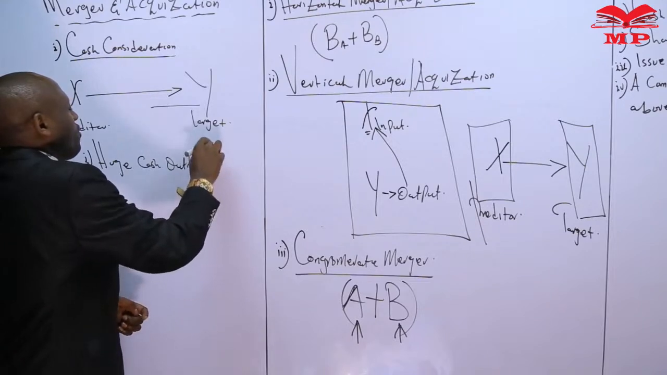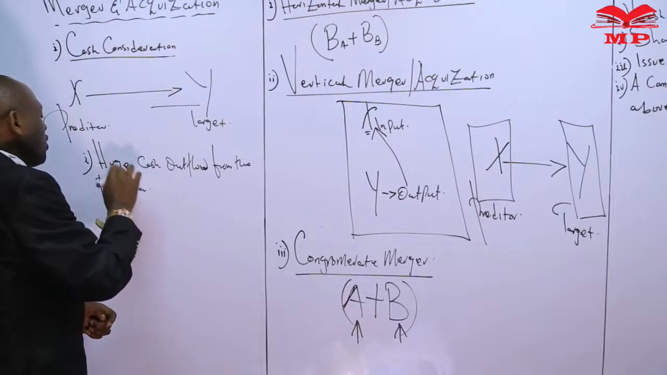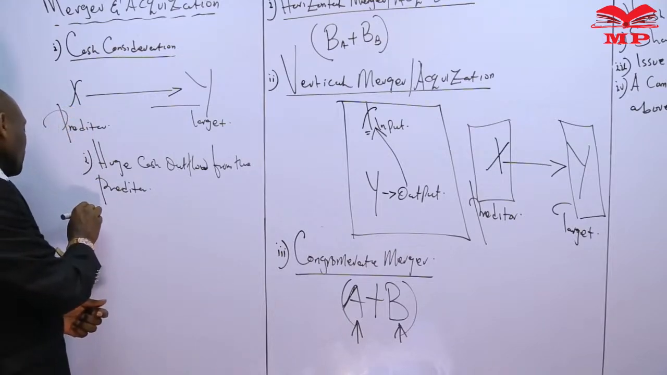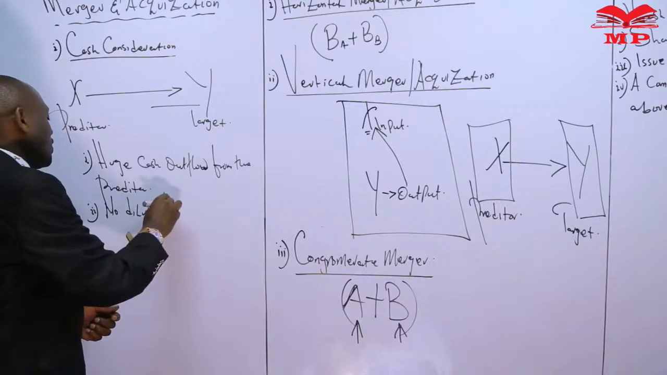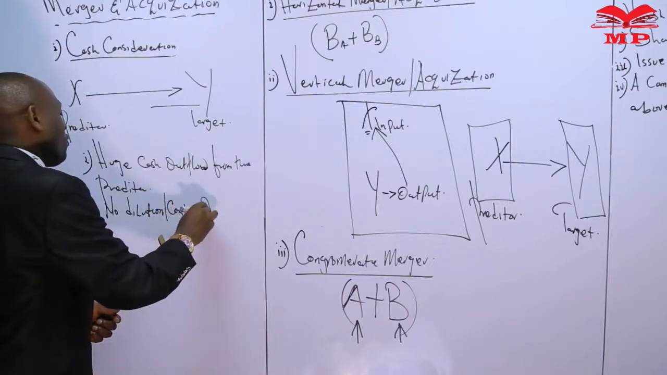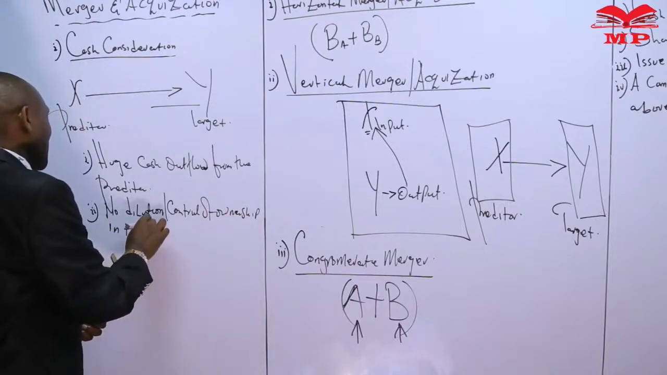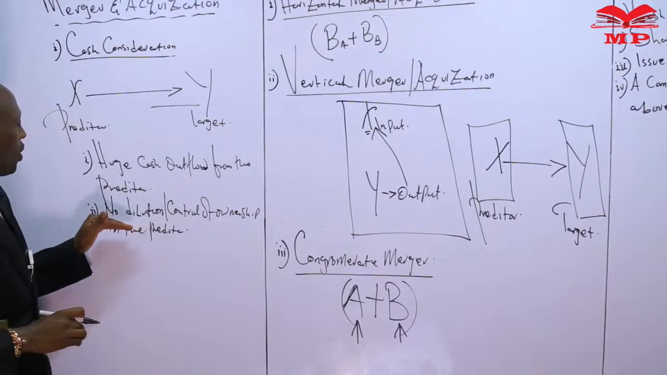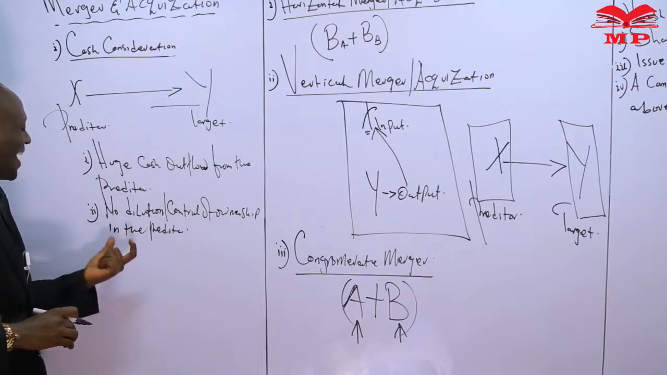Huge cash outflow from the predator, which may cause liquidity challenges in the predator entity. Number two is that there is no dilution and control of ownership in the predator. We talk of no dilution in ownership and control of the predator entity.